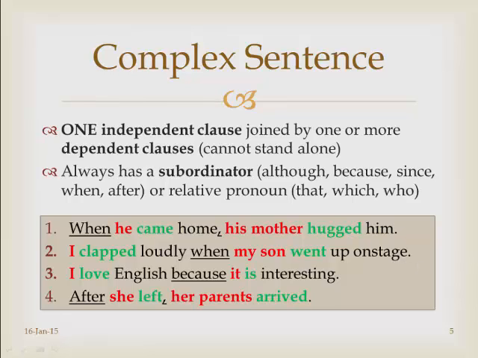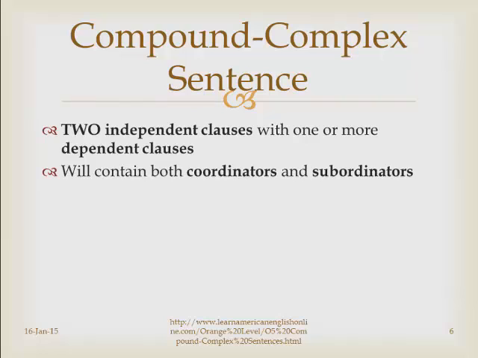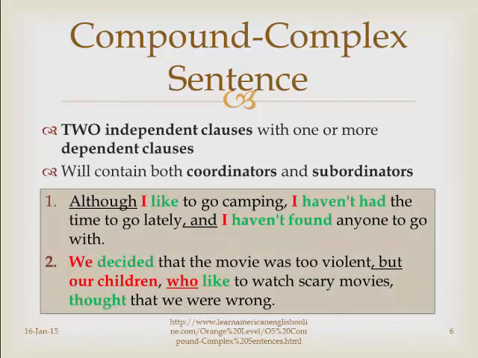Alright, now it's getting a little bit more complicated. What about compound complex? So yeah, you guessed it, it's a mix of both the compound sentence and the complex sentence. So in what way? Well, a compound complex sentence has two independent clauses, just like a compound sentence, and it also has one or more dependent clauses, like a complex sentence. So in this sentence, you can expect to see both coordinators, like fanboys, and also subordinators like although, because, since, when, and relative pronouns like that, which, and who. So let's look at these examples.